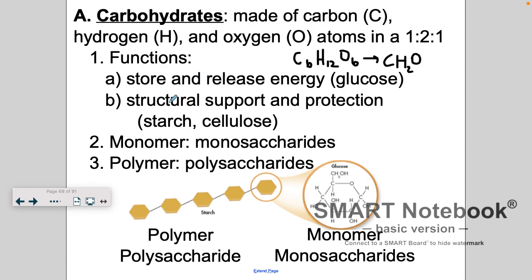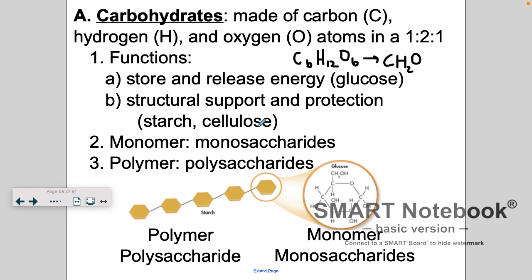But it can also be used for structural support and protection. Carbs, depending on how you link them together, you can branch them, or you can alternate them upright and upside down and form something called cellulose, which is really hard to break down. They can provide a lot of structural support. So we find starches and cellulose in plants, and starch, a plant will store it for long-term energy use. But cellulose is actually what makes up cell walls.